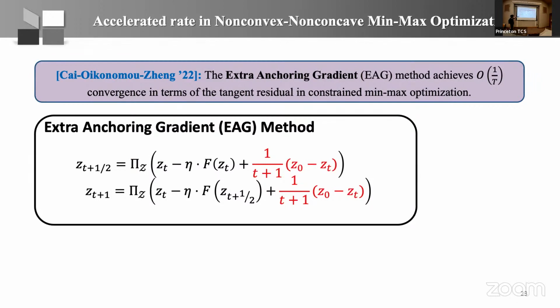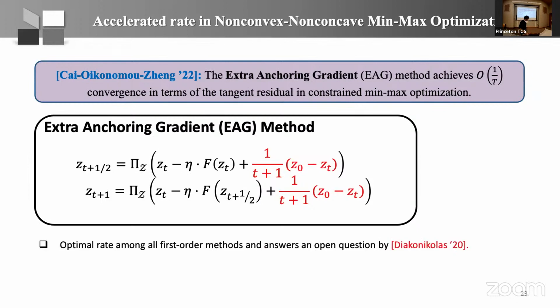The modification you need to do is that on top of doing this extra gradient step, you add these two terms, which sometimes people call the anchoring or helper iteration. But it's roughly you're adding a regularizer to the payoff of the game. So you can get 1/t convergence. The analysis is kind of inspired by what we did in those two previous algorithms.